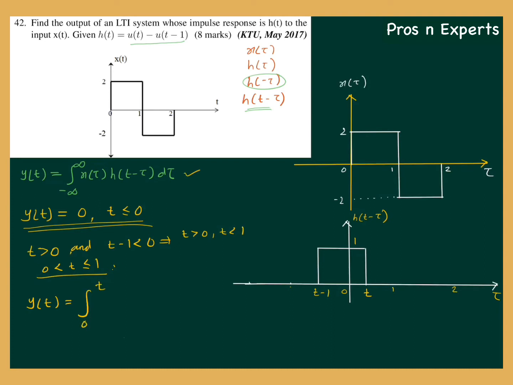So integral 0 to t from the equation x of tau into h of t minus tau. What is x of tau? In this interval 0 to t, x of tau is 2 units amplitude, 2 into, and in the same interval, h of t minus tau is 1 unit. So 2 into 1 d tau, and while applying the limit, you will get 2 into t. So the output y of t equals 2 into t within the interval we have already derived, 0 less than t less than or equal to 1. Okay, so I can consolidate it.